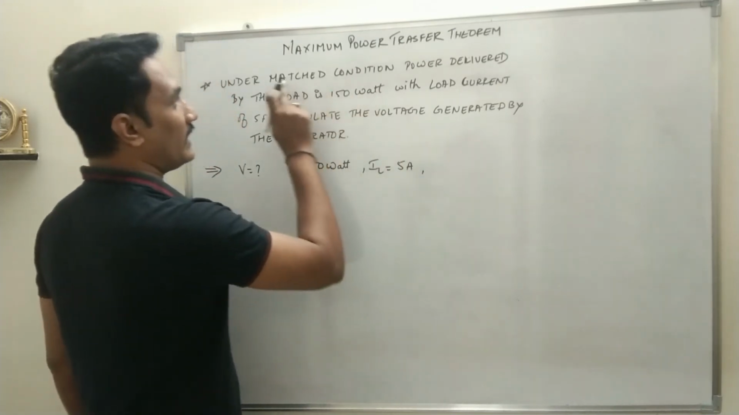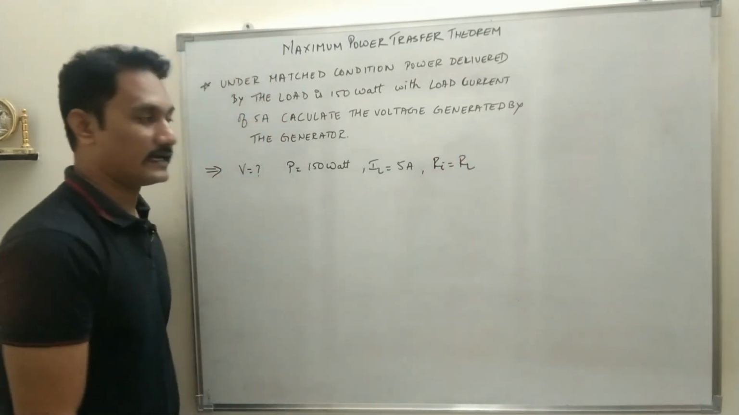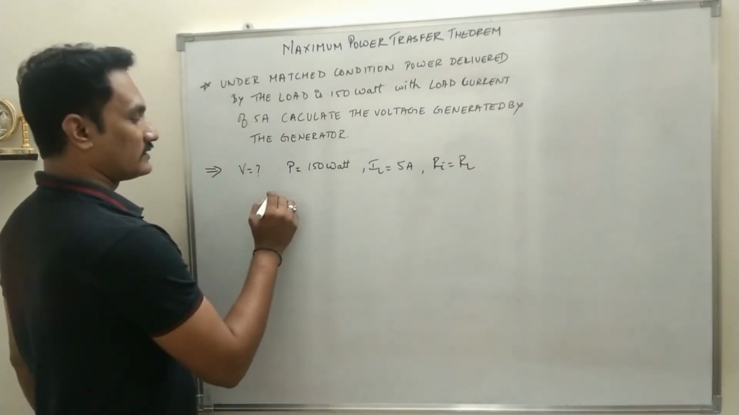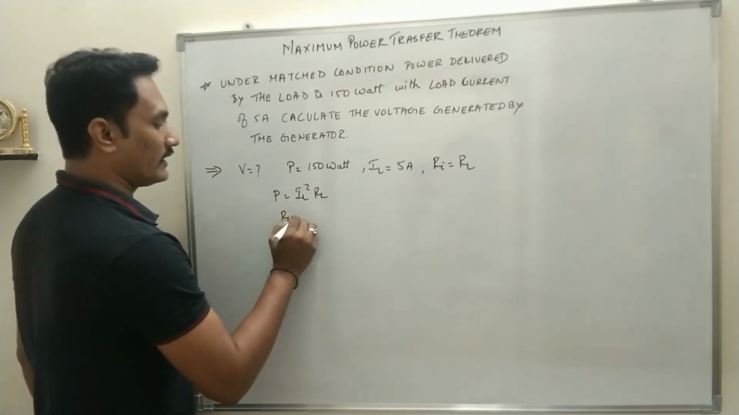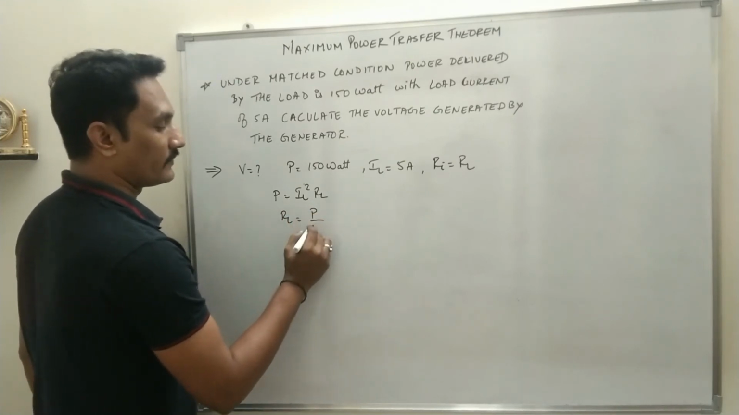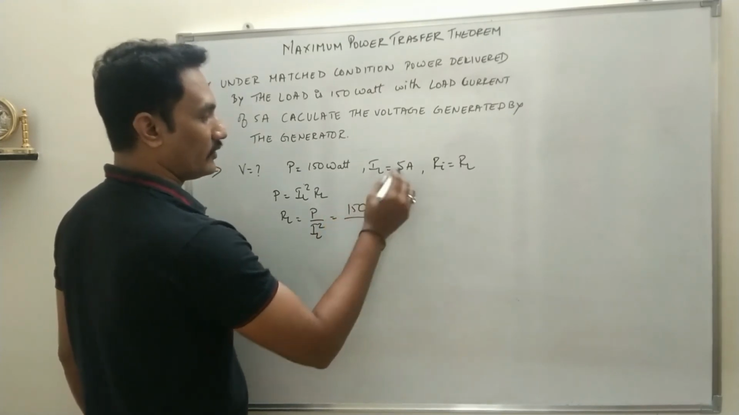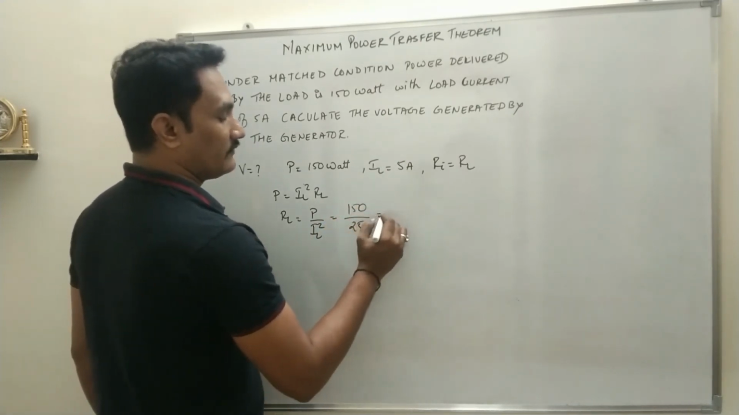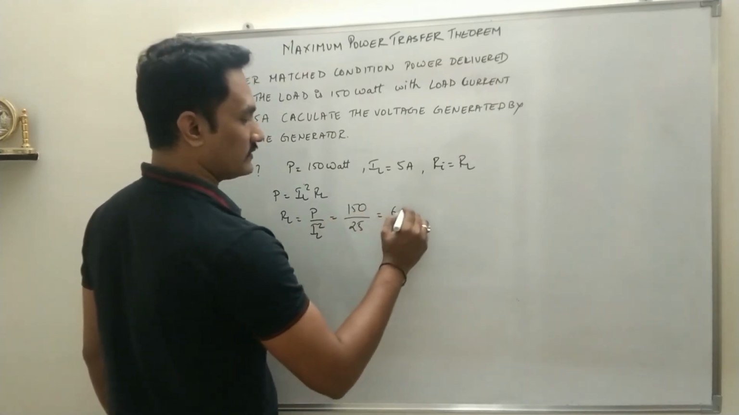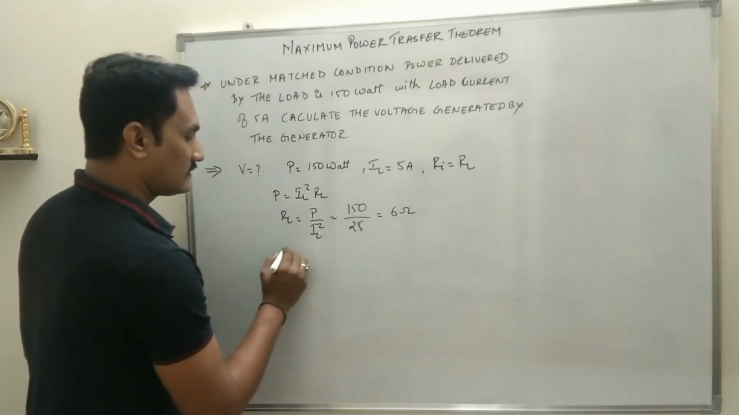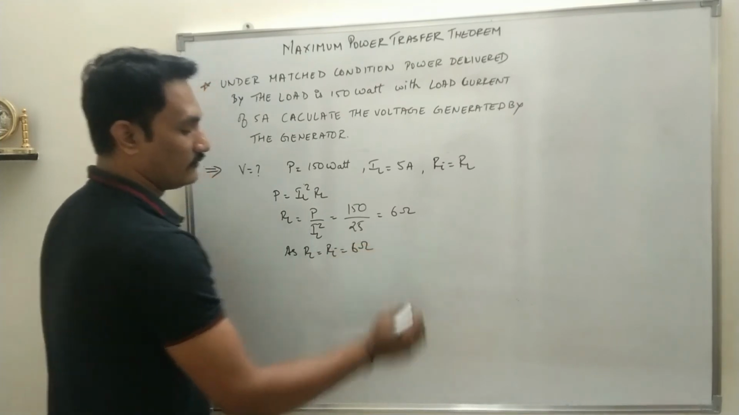and one more thing is given, under matched condition. That means it is clearly specified that Ri is equal to RL. So let us start with P is equal to IL square into RL. So RL is P upon IL square. So it will be P is 150 upon IL square, which is 25. So this value will be 6, right? The value of resistance RL is equal to 6. As RL is equal to Ri, the Ri value will also be 6.